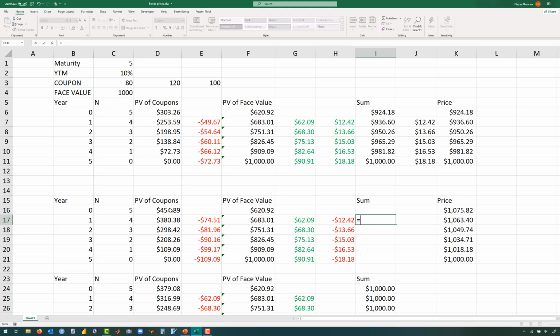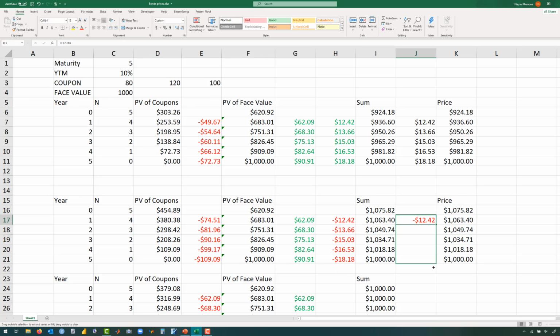And if you take the sum of the two, that should give us exactly the same as the price. And if we take the difference, you'll see the difference is the same as the change in price from coupons and the change in value from the face value.